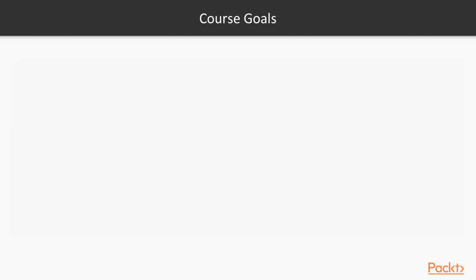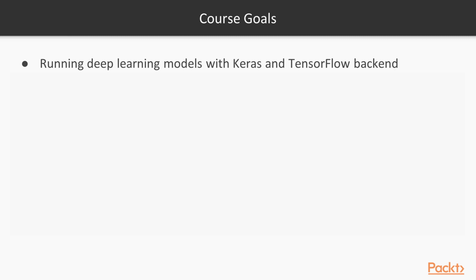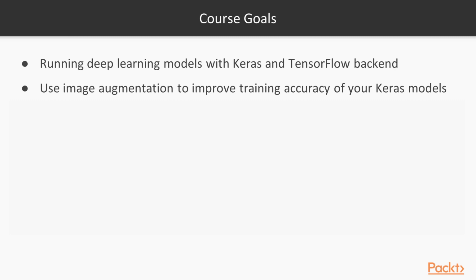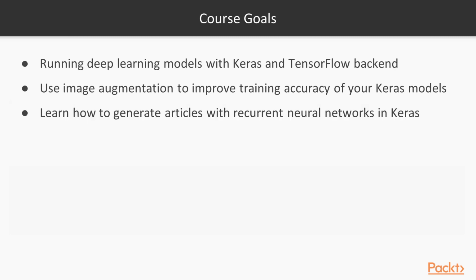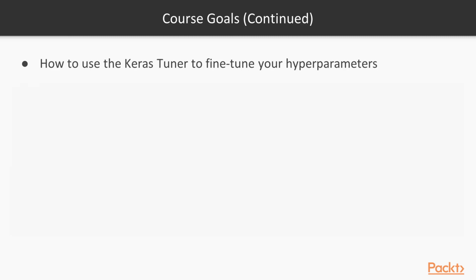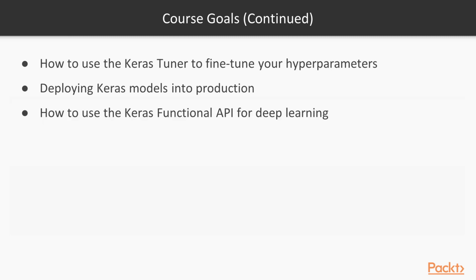In terms of goals for this course, you'll get an understanding of how to run deep learning models with Keras and a TensorFlow backend. You'll understand how to use techniques like image augmentation to improve training accuracy of your Keras models against images and videos. You'll learn how to generate articles with recurrent neural networks in Keras. We'll explore how to use the Keras tuner to fine-tune your hyperparameters for your models. We'll explore how to take your Keras models into a production application, and we'll deep dive into how to use the Keras functional API. So let's get started.